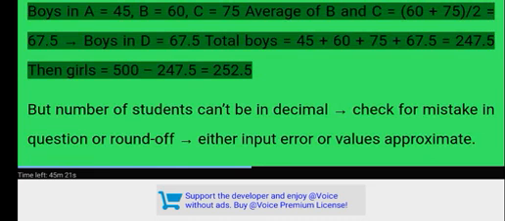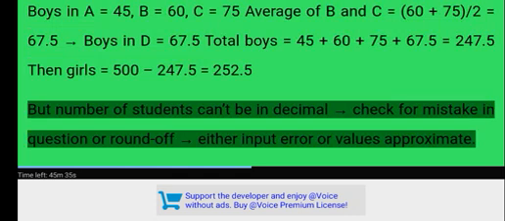Boys in A equals 45, B equals 60, C equals 75. Average of B and C equals (60 plus 75) divided by 2 equals 67.5. So boys in D equals 67.5. Total boys equals 45 plus 60 plus 75 plus 67.5 equals 247.5. Then girls equals 500 minus 247.5 equals 252.5.